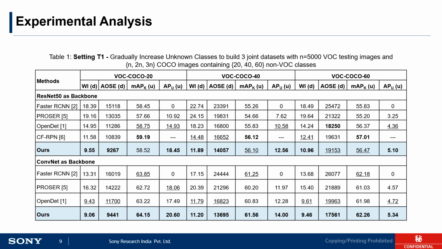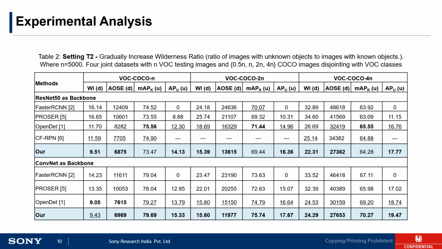This shows quantitative comparison with existing methods on the T1 setting. Here the proposed model performs better than other methods except the mAP of known objects for cases having ResNet 50 as backbone. Similar analysis is presented here for the T2 setting, where the proposed model outperforms existing methods except the mAP for the known object metric on cases having ResNet 50 as backbone.